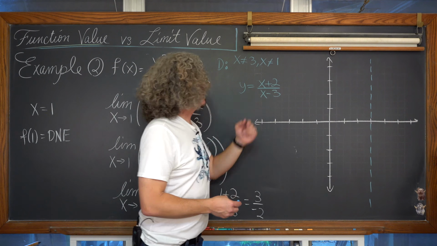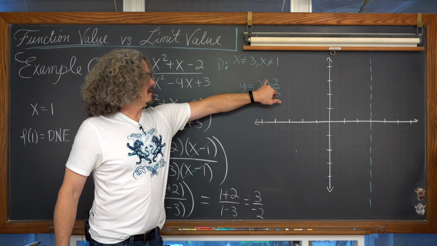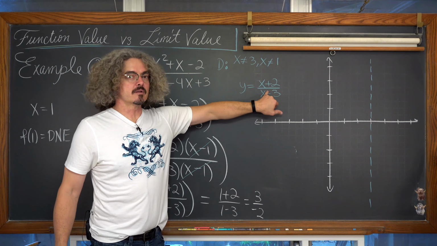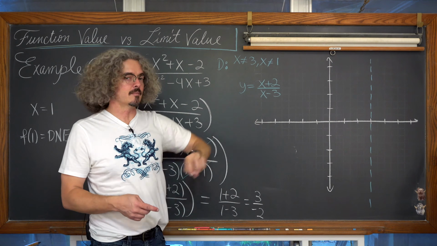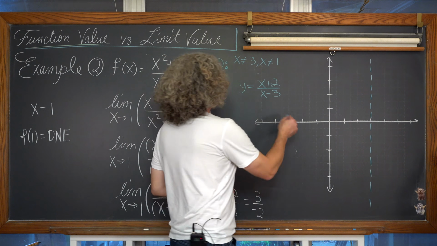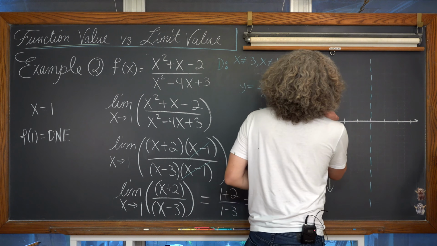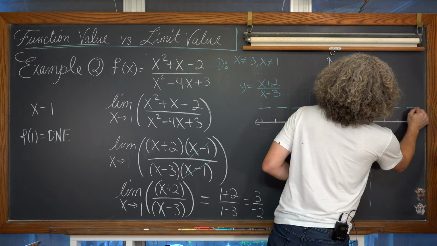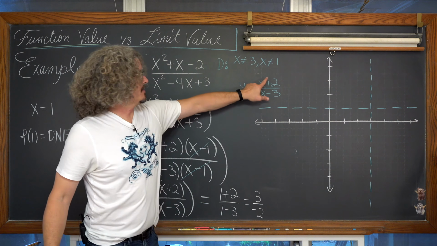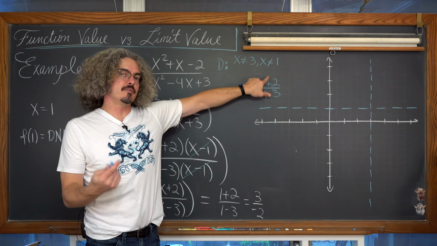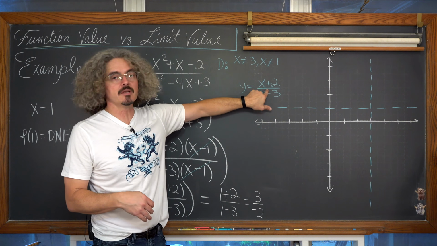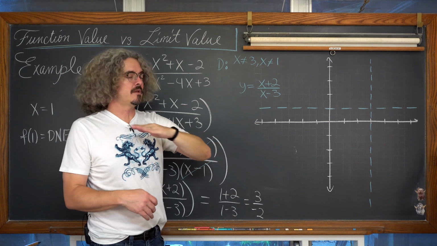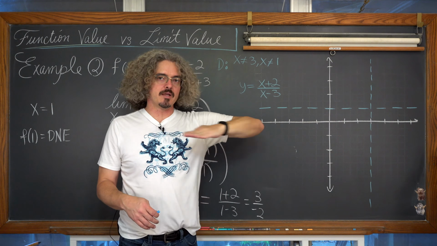So we have a degree of 1 in the numerator and a degree of 1 in the denominator, a leading coefficient of 1 in the numerator and 1 in the denominator. We have a horizontal asymptote of y is equal to 1. If the degree of the numerator when graphing rational functions is larger, there is no horizontal asymptote. If the degree of the denominator is larger, well, then the equation of the horizontal asymptote is y equals 0.